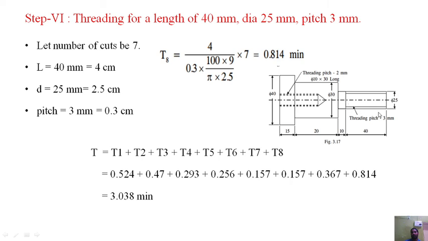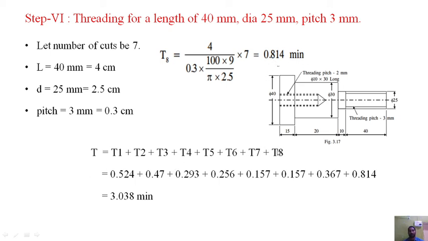For external thread you have to take the diameter of the workpiece, because there is no rotating drill bit we are using for external thread. We are using a single point cutting tool. So we have to take the diameter of the workpiece. In case of tapping an internal thread we take the diameter of the tap, and in case of external thread you take the diameter of the workpiece. So this point you have to remember. So the number of cuts is 7, into 100 S by pi D, so that will be 0.8414 minutes.